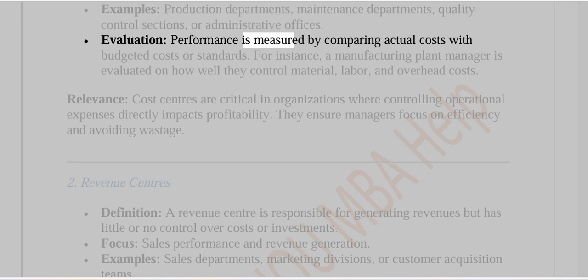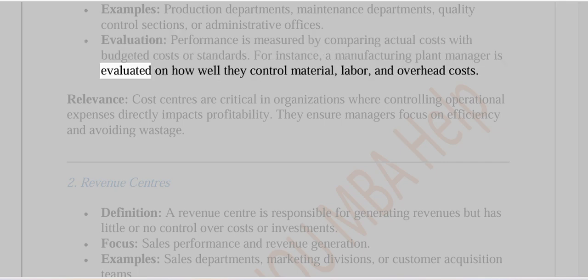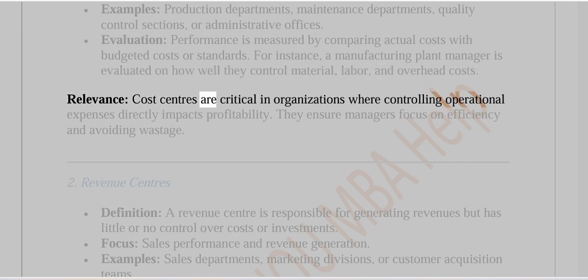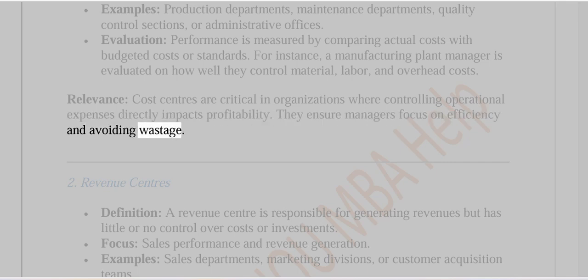Evaluation: performance is measured by comparing actual costs with budgeted costs or standards. For instance, a manufacturing plant manager is evaluated on how well they control material, labor, and overhead costs. Relevance: cost centers are critical in organizations where controlling operational expenses directly impacts profitability. They ensure managers focus on efficiency and avoiding wastage.